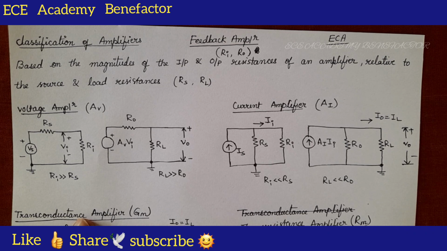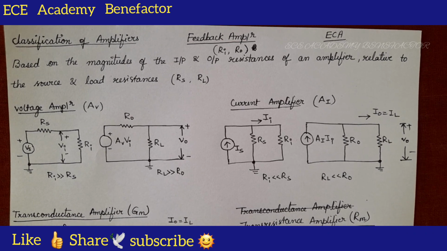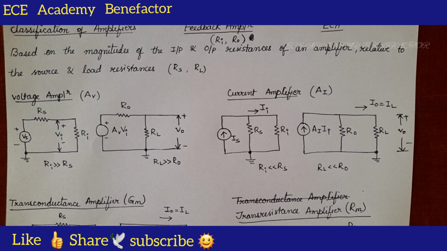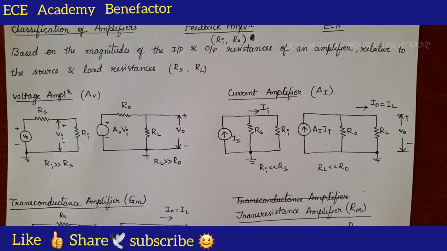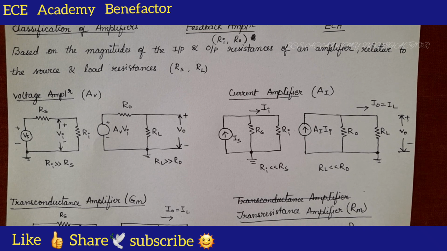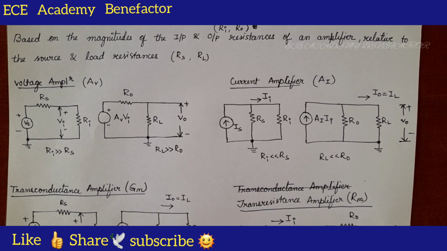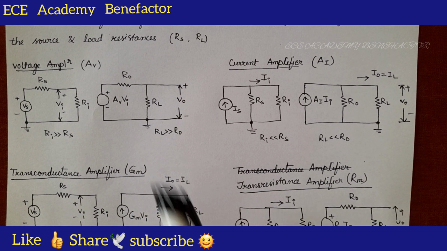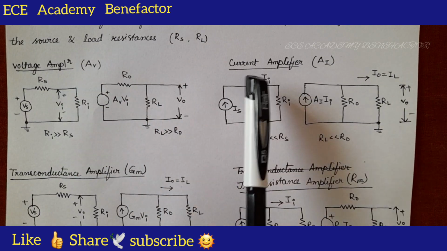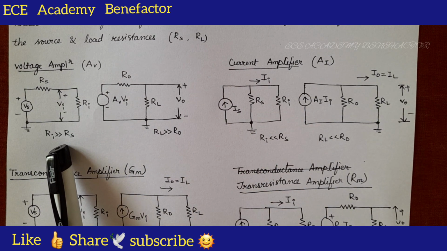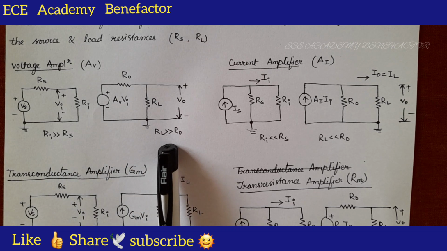In our previous class we have seen some basic equations regarding each basic amplifier, but in this class I will be trying to explain how to draw them and an easy way to remember each basic amplifier. So, as you know, there are 4 amplifiers: voltage amplifier, where Ri is very large compared to Rs and RL is very large compared to R0.